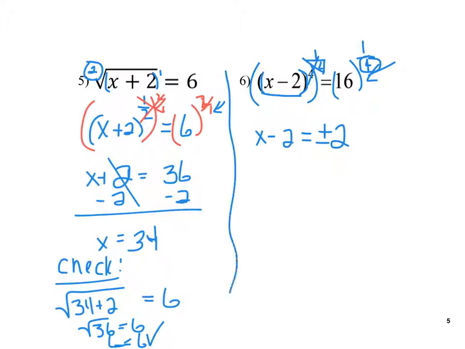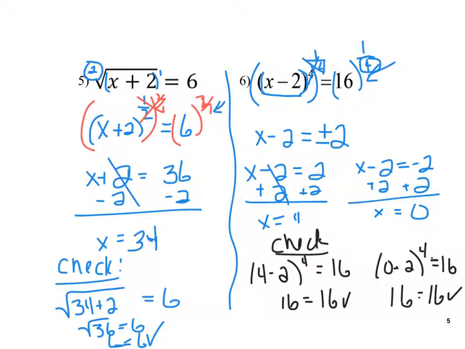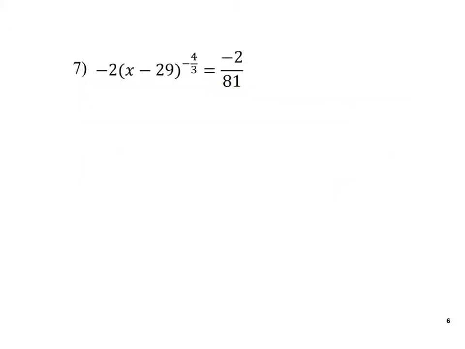So this is very similar to an absolute value equation at this point, because I have to set x minus 2 equal to 2 and x minus 2 equal to negative 2 and solve. So x equals 4, and x equals 0. So just take a second and check those and let me know if they work. Yay, they worked. Woohoo!